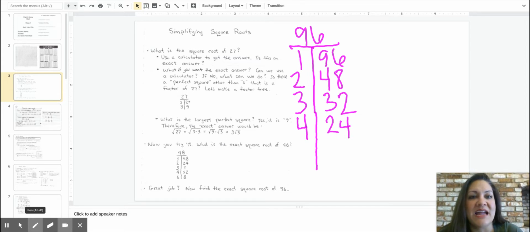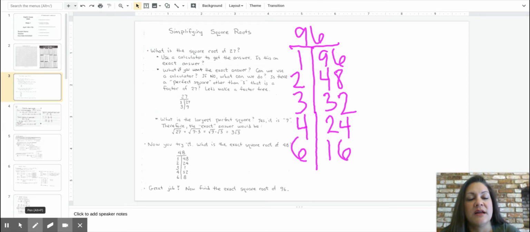Not by 5. 6. 6 goes into 9 once. That would leave us 36. Oh, 16, that's a perfect square. I bet that's it. 7, no. 8. Oh, 8 might go in there. 8 goes into 9 one time, leaves us 16. There it is, winner, winner.